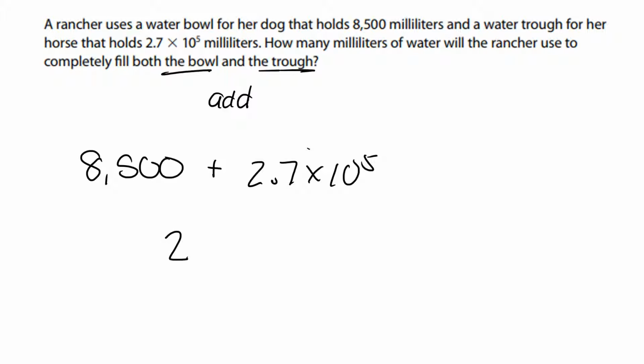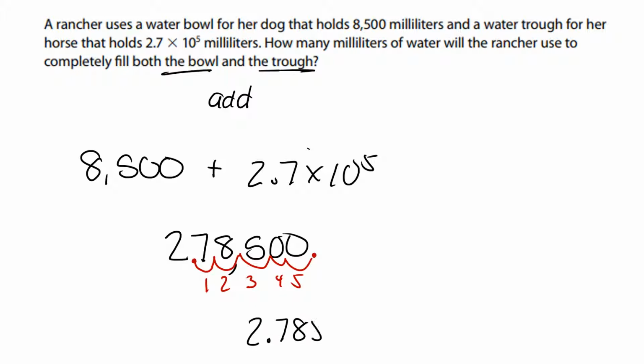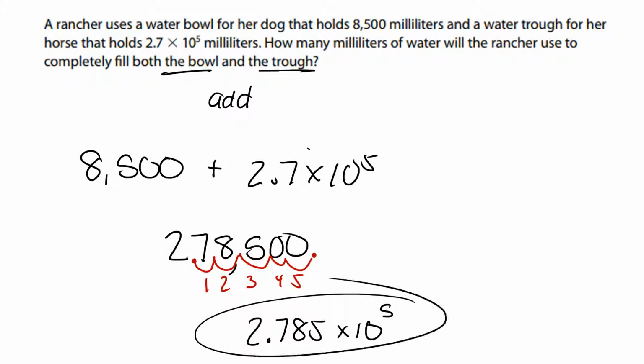And the calculator gives us the answer of 27,800. That answer is not in scientific notation, so we need to move the decimal point. The decimal is here at the end. We want it to move behind the first number, so we have to go 1, 2, 3, 4, 5 times. When we write our answer, we write it as 2.785. We do not write the zeros. We always write times 10, and it's to the 5th power.